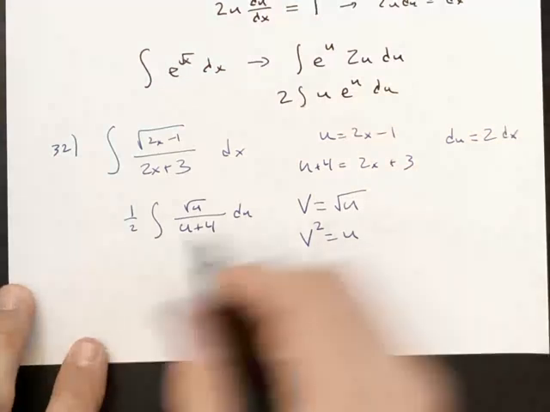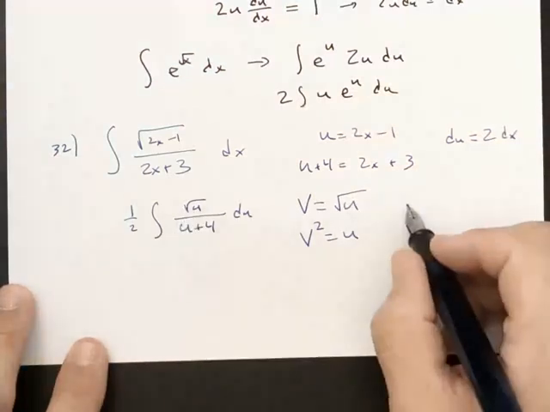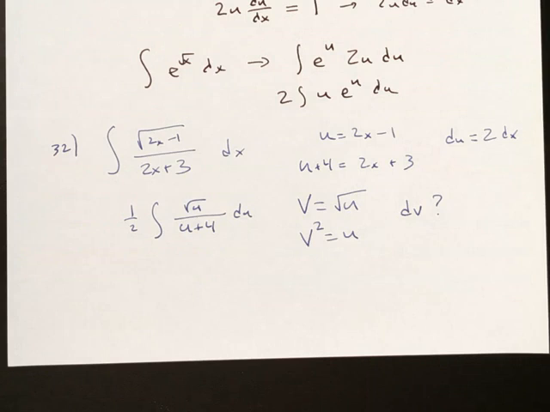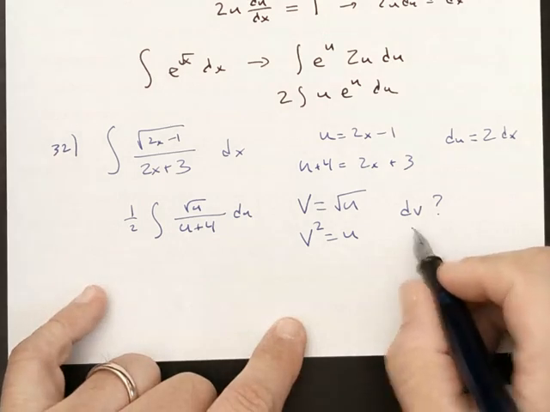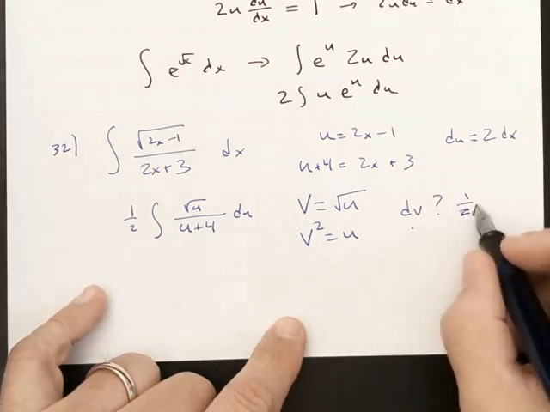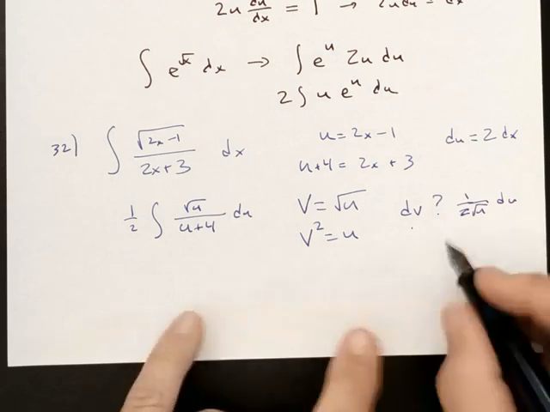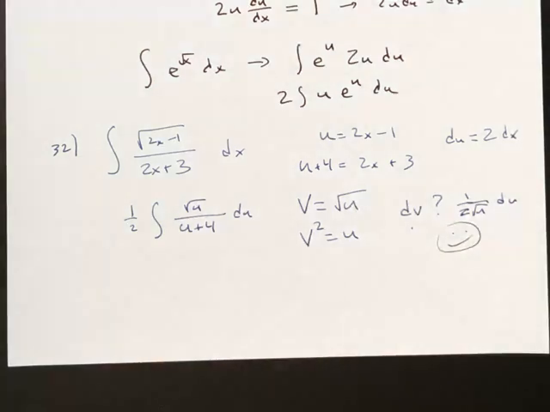Why is this better? Oh, because now that's a v squared plus 4. What's dv? 1 over 2 root u du. This is that same multiply by 1. I'll multiply by 2 root u over 2 root u. I've seen this before. Now all of a sudden I have a path to proceed.